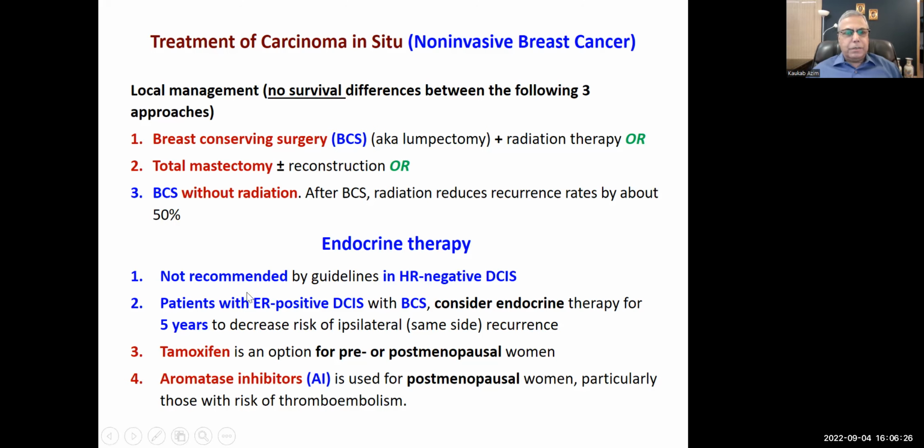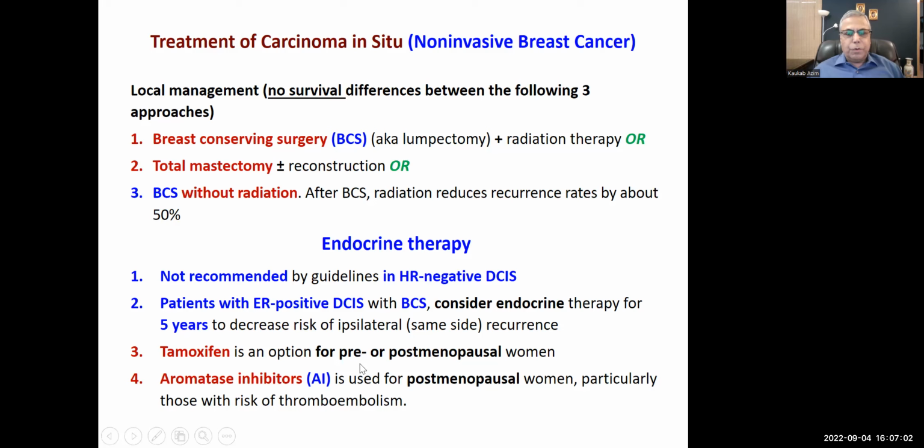Endocrine therapy is not recommended by guidelines in hormone receptor negative ductal carcinoma in situ. Hormone receptor negative means no estrogen receptors, no progesterone receptors, and no HER2 receptors. That is also known as triple negative, which is a very dangerous form of cancer. In patients with ER positive ductal carcinoma in situ with breast conservation surgery, you can consider endocrine therapy for 5 years. Okay, so tamoxifen for 5 years.